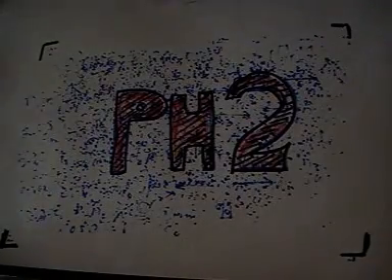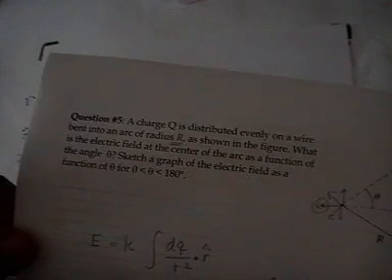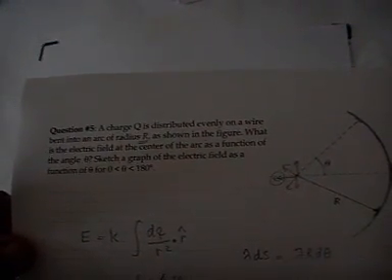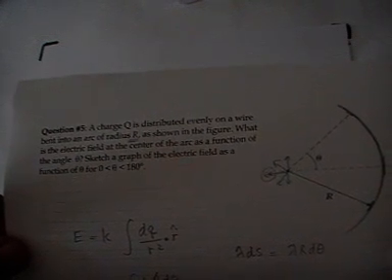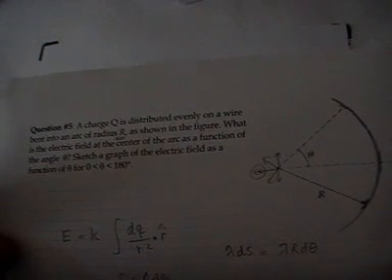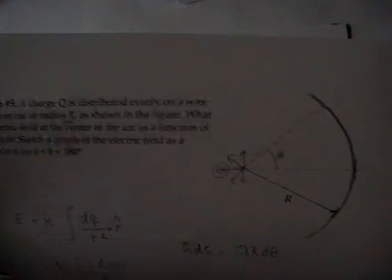Okay, let's move on to question number 5. So what's question number 5 saying? It says that you have a charge Q that is distributed over a wire of radius A as shown in the figure. What is the electric field at the center? He wants you to find the electric field at the center as a function of theta, and then plot it for an angle from 0 to 180 degrees.